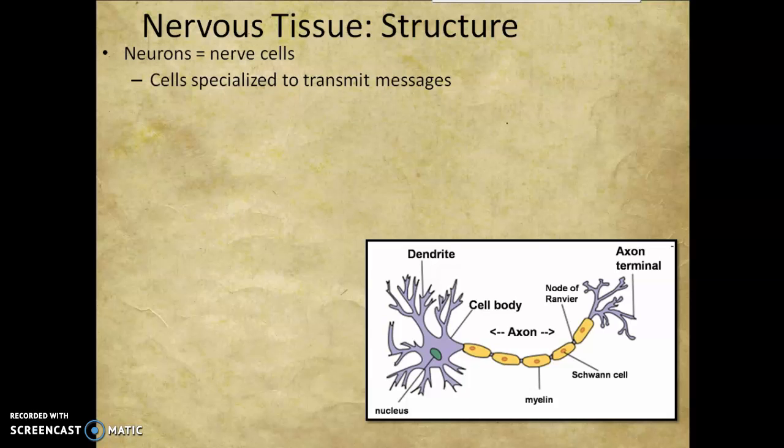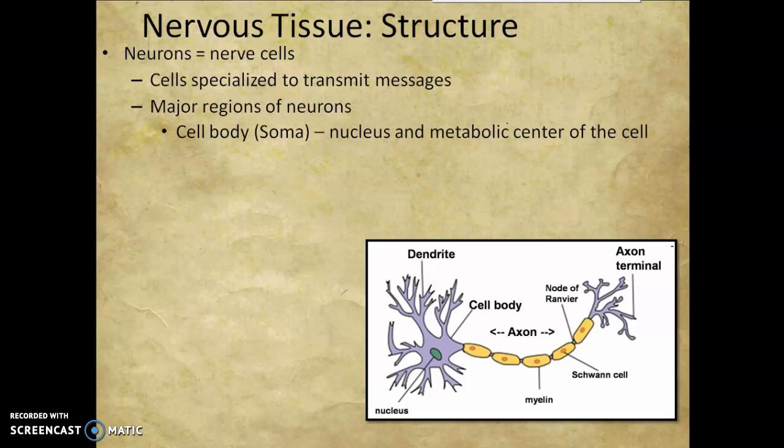Alright, so what we're looking at right here in this bottom right hand corner is called a neuron. A neuron is the main nerve cell that we find in all of the nervous system, so both in the central and the peripheral nervous system. And as I mentioned earlier, these are cells specialized to transmit messages. Okay, now with these cells, they have some of the same organelles, but also some different organelles that we're not used to seeing because of what they need to do.